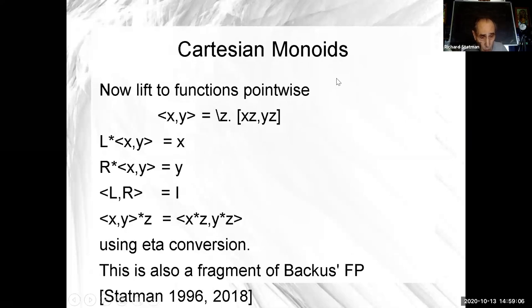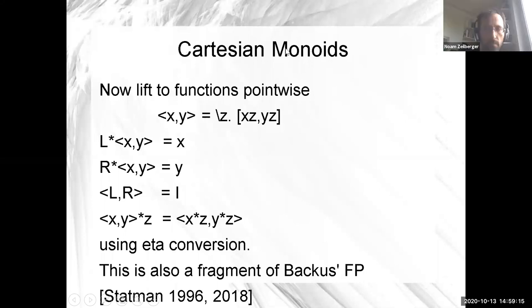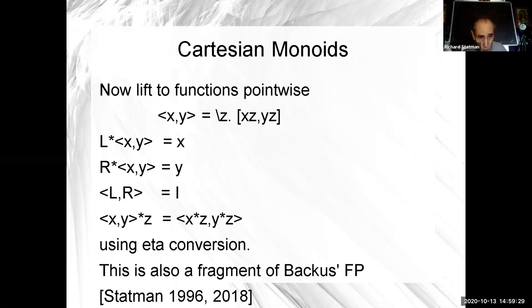What does that have to do with what we're talking about? Well, surjective pairing is part of this extension of the lambda calculus. Now, let me introduce the notion of Cartesian monoids. There are more monoids that correspond to surjective pairing. What we're going to do is take the usual axioms of surjective pairing, think of them as first-order axioms, think of a model of these first-order axioms, and now think of lifting surjective pairing to functions in this way, pointwise.